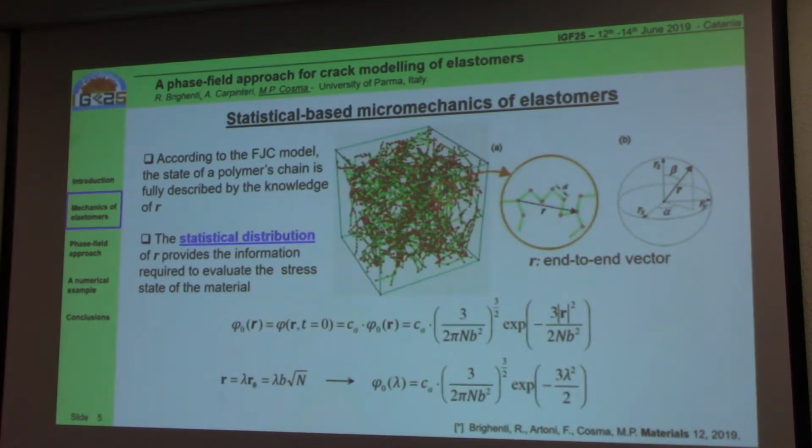And we can describe a chain by using a vector, which is reported here, which is a vector connecting the two extremity points of a polymeric chain. And we call this vector the end-to-end vector. The statistical distribution of this vector provides all the information to evaluate the stress state in the material. It is reported here, and it depends on the length of the segment and on the number of segments that make up the chain. We can also express this statistical distribution function with this expression, which depends on the stretch applied to the continuum body.